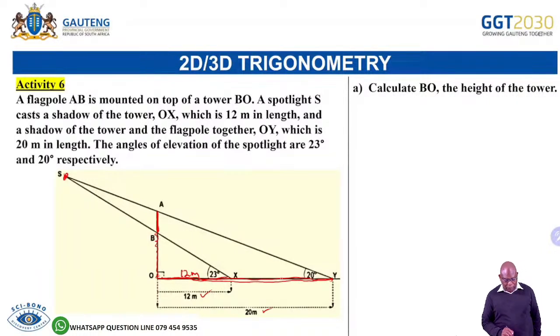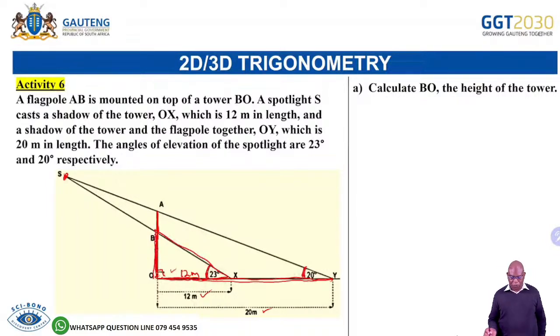The angles of elevation of the spotlight there are 23 degrees and 20 degrees respectively. So of that one and that one, the angles are given. Calculate BO. So you see, we need the length of BO. And you see that that's 90 degrees, and that is a right angle triangle. I've got an angle 23 and I've got a side 12. So it's easier. BO, I can calculate BO.